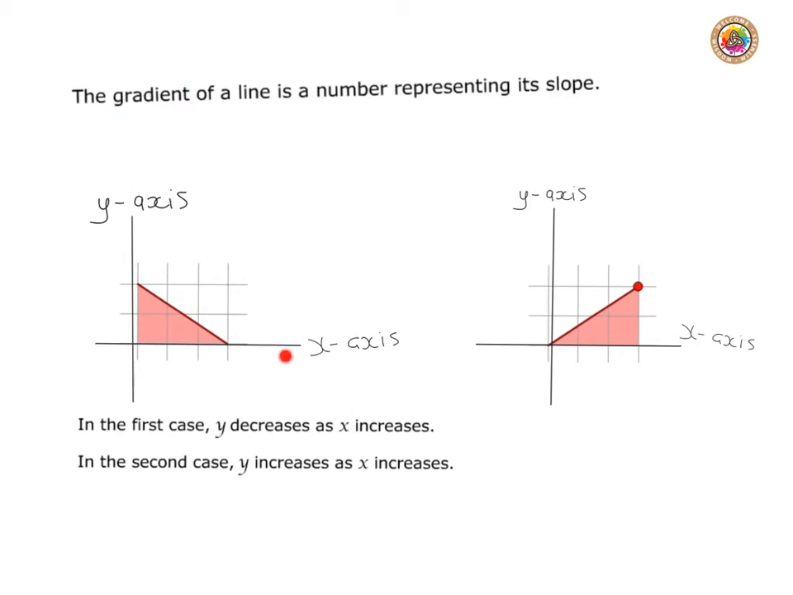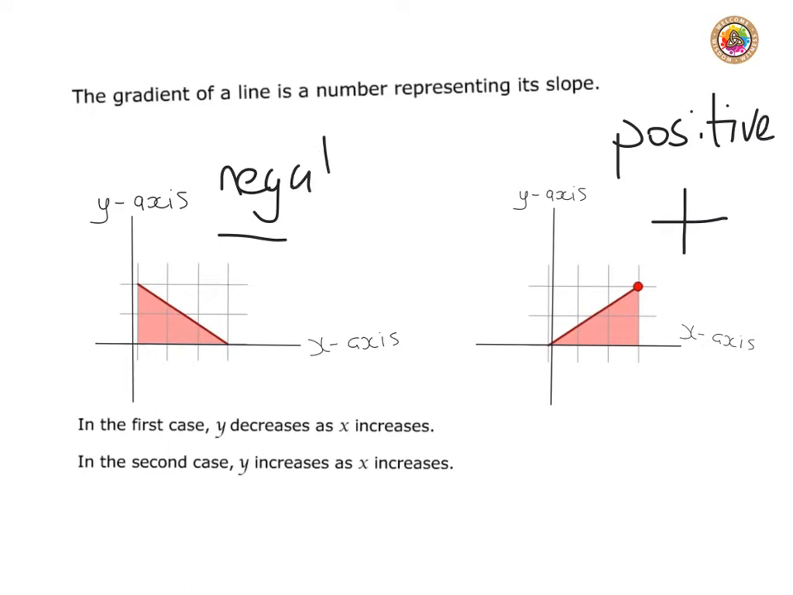Here I can see this line is going downhill, and this one is going uphill. So the uphill line is going to have a positive slope, and this one is going to have a negative slope. So positive, negative. And the slope and the gradient are the same thing.